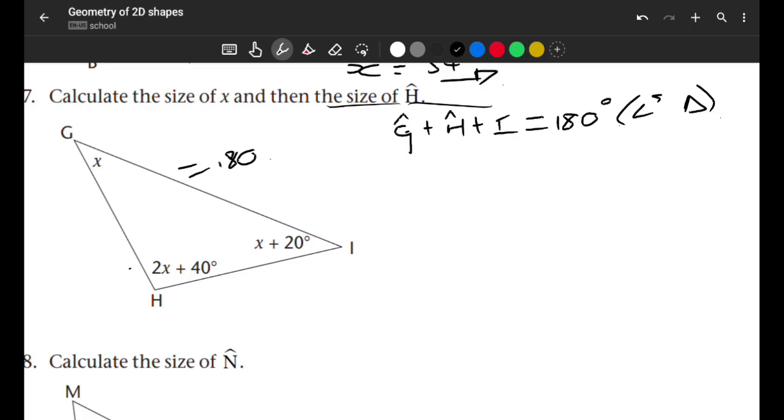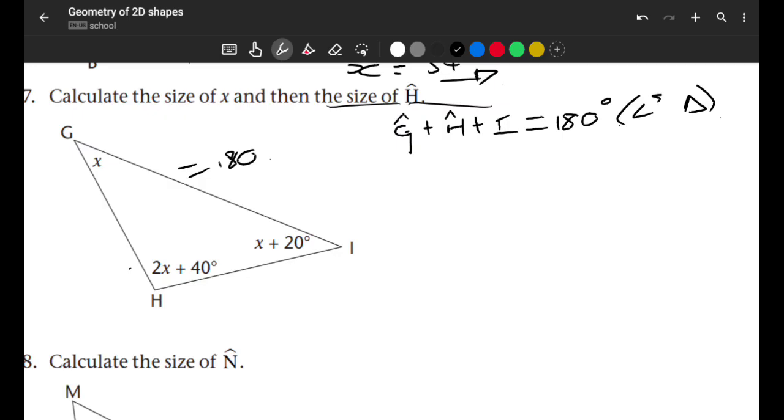I want to stop here for 2 seconds. Pause the video and try to attempt it by yourself here. If you've done algebraic expressions and equations before, then you should be able to do this. If you haven't, attempt it by yourself before you continue watching. Okay, I'm assuming that you've attempted it, and now we're continuing.